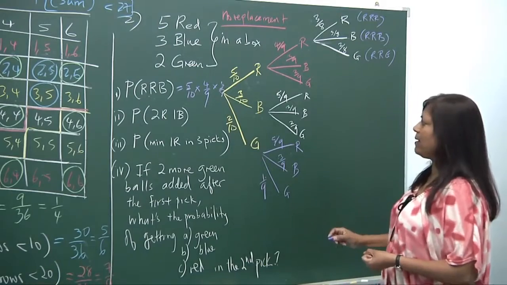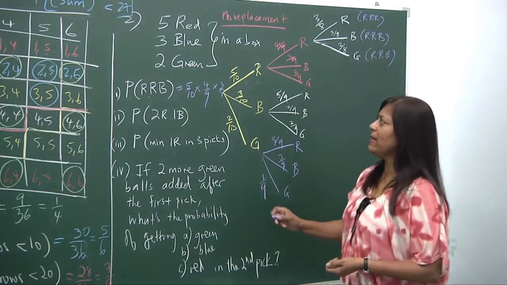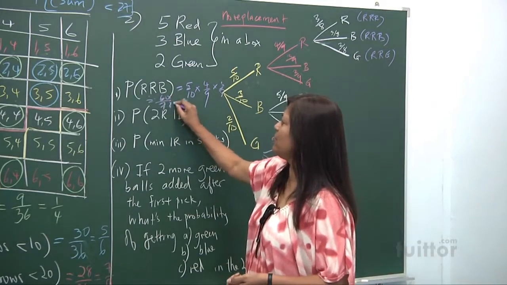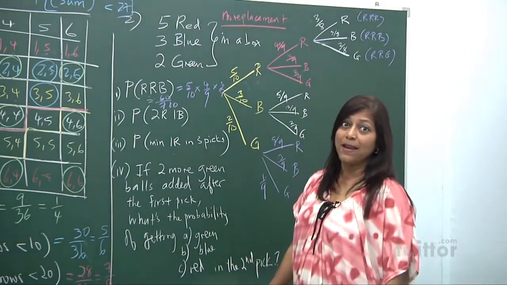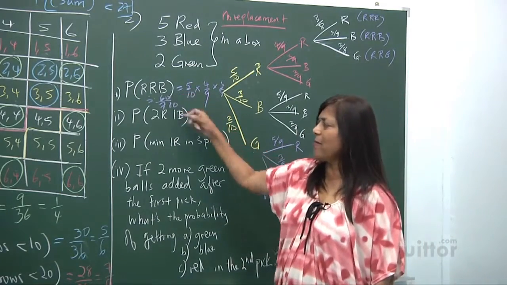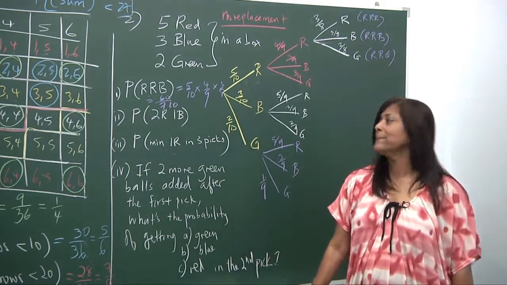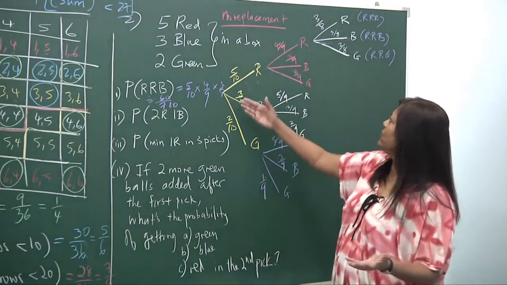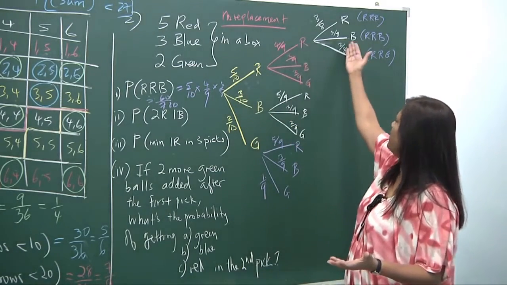So the probability here is 60 out of 720. Alright, and then reduce it, please. You reduce it, you divide by 6, and you divide by 10, and then you reduce it. Now what's the probability of 2 red and 1 blue? You want 2 reds and 1 blue.